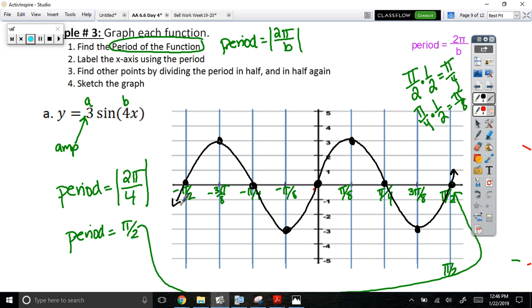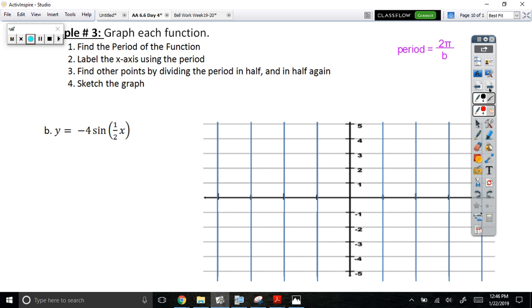Okay, last one. Also a sine curve, I believe. We have a couple things going on with our equation. We have a reflection this time, and we have an amplitude of 4. Now you're going to like the period of this one better than the last one. Probably should start with this.